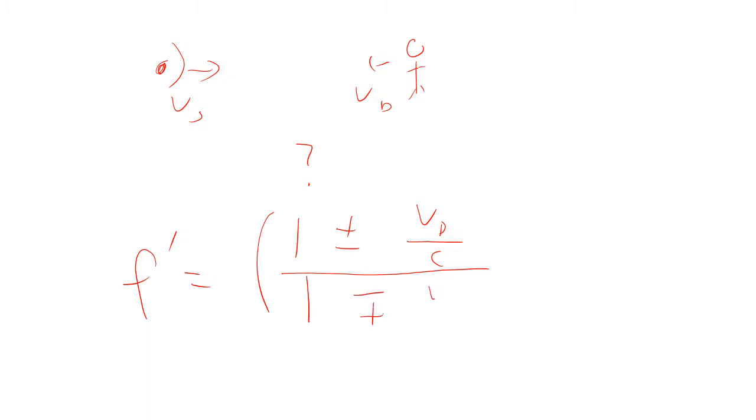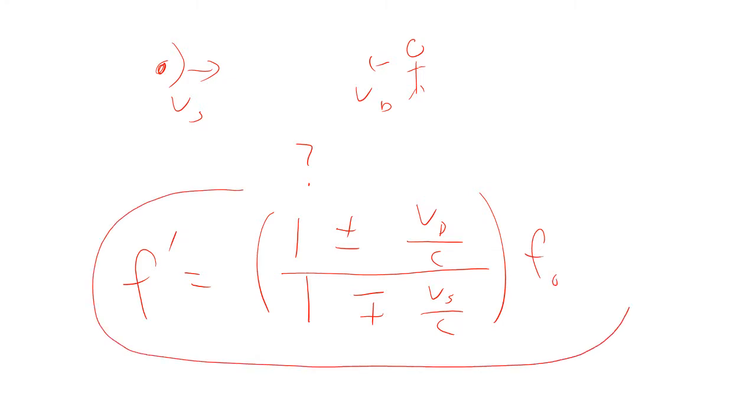Okay, now, what happens if the source is moving and you're moving? Well, it's going to be this combination of both of them. So f' is going to be equal to 1 either plus or minus v_d over c, divided by 1 minus or plus v_s over c, times f naught.